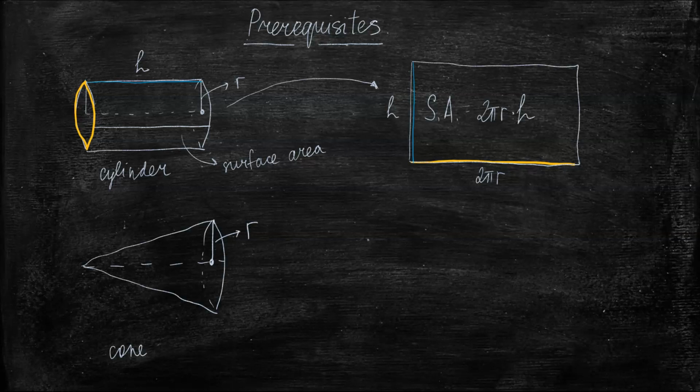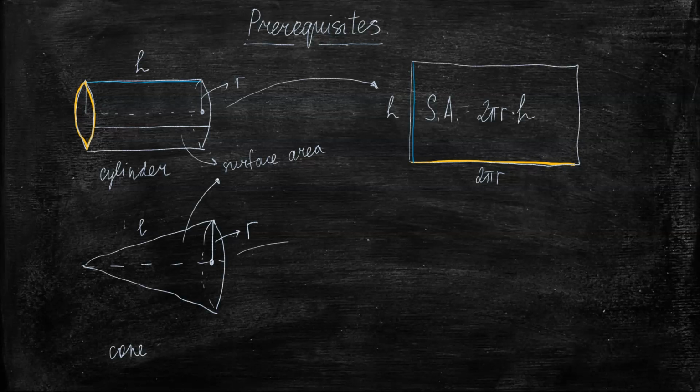Cones are also defined by the radius of its base, and usually cones are also defined by the height of a cone, but the formula in terms of the height is not as nice as the formula in terms of the length of the side of the cone, which we will label as L. And again, we clearly identify what a surface area of a cone is geometrically.